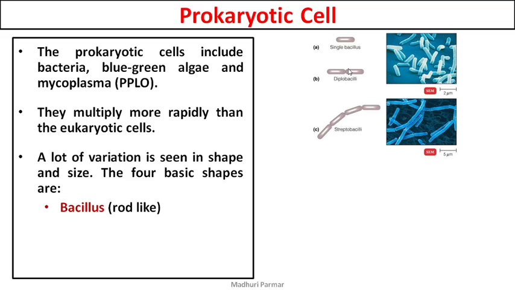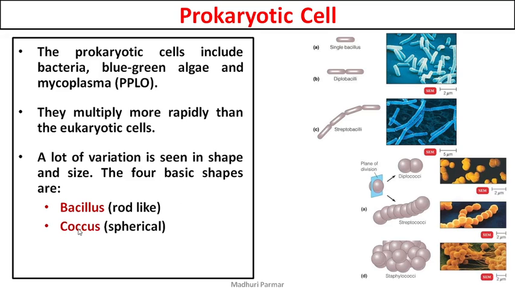Diplobacilli means two bacilli together, and then you have streptobacilli. Streptobacillus you would have heard in different bacteria, right? So strepto means in a chain. Here you find the bacillus shaped bacteria in a chain, so it is called streptobacilli.